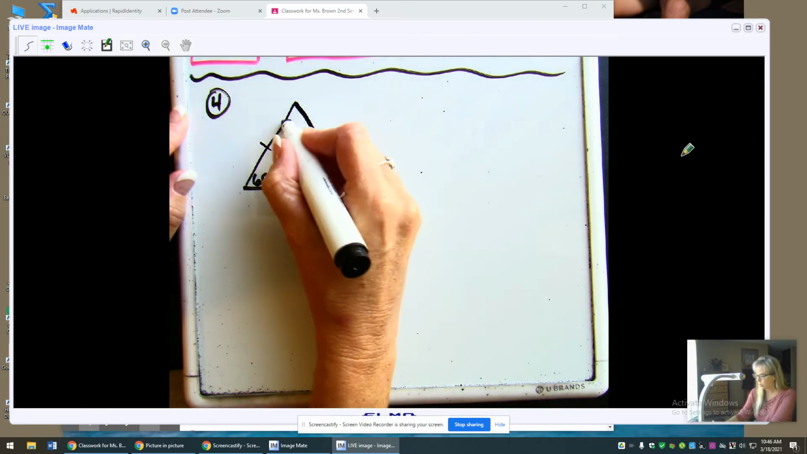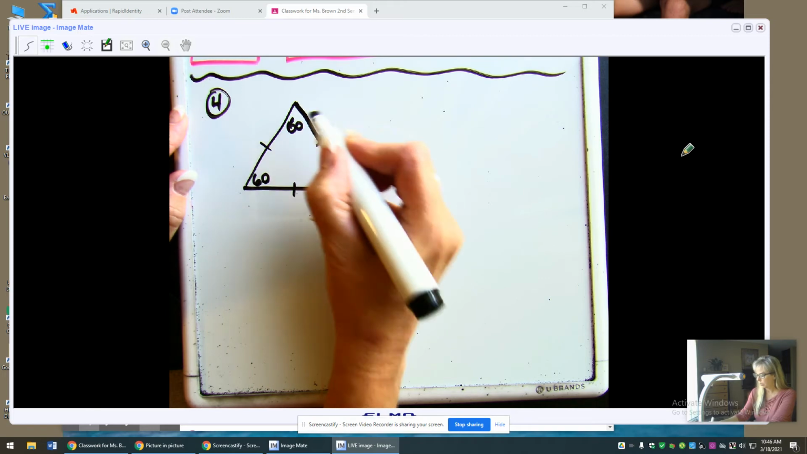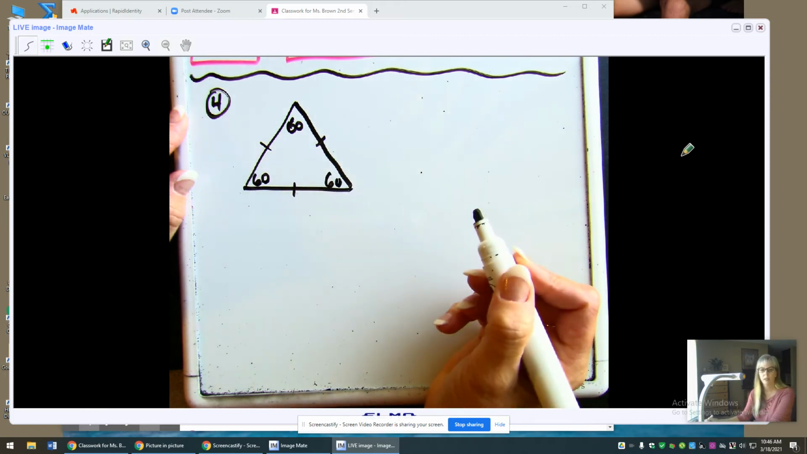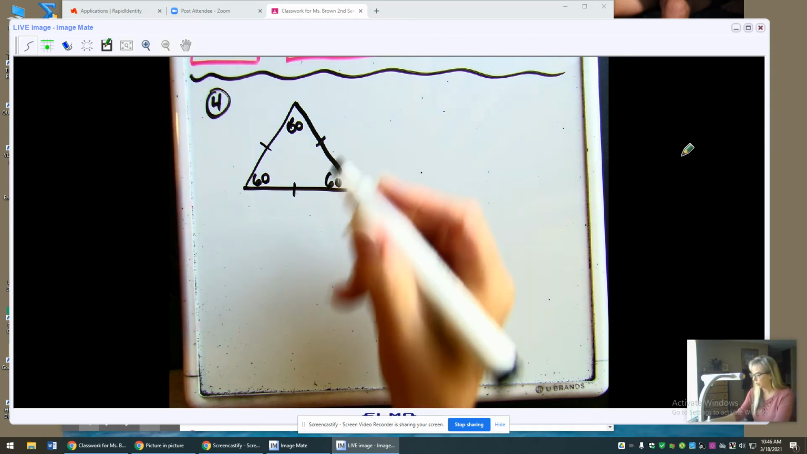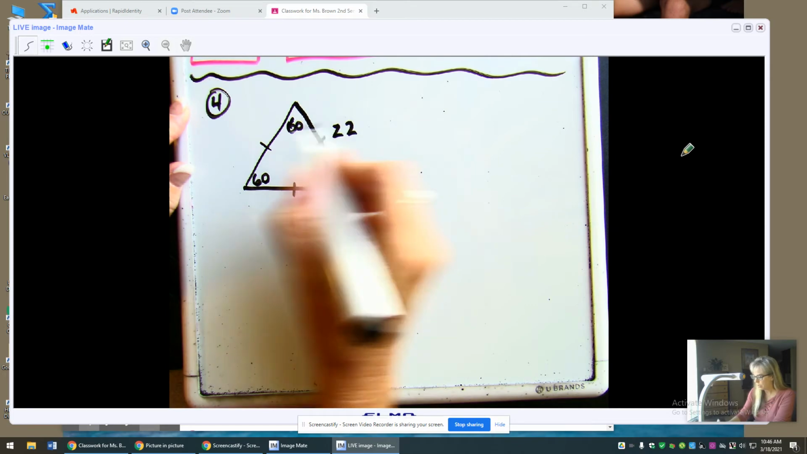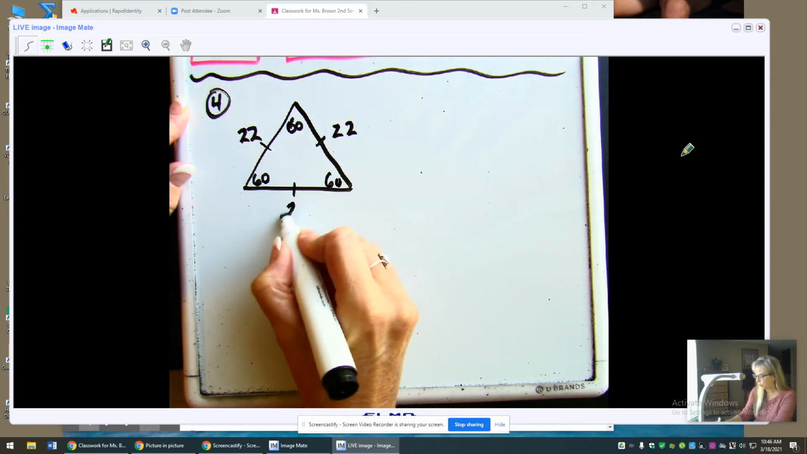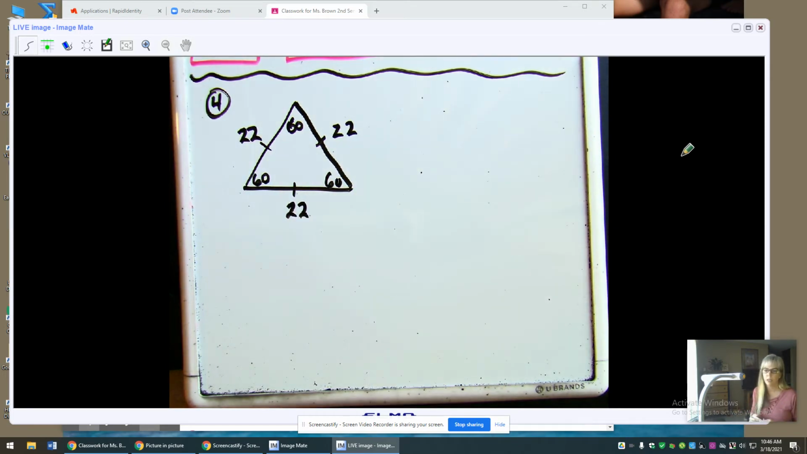Those angles are all 60 degrees. Those look like terrible 60s, but okay. It says the side length of each side is 22 inches. So I do a little read, and then every time I get information, we want to write it down. They're all 22 inches on the sides. It says, what is the exact altitude?